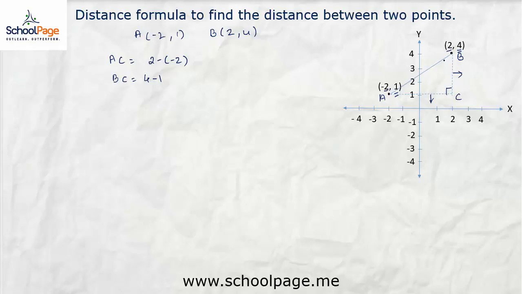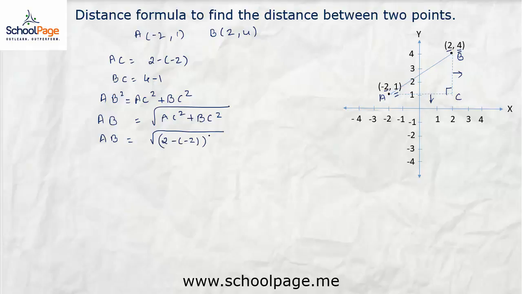We can see that ACB is a right angle triangle and AB is the hypotenuse. So we can use Pythagoras theorem and find AB. So AB square equals AC square plus BC square. AB equals square root of AC square plus BC square. AB equals square root of AC, which we have already found as 2 minus of -2, the whole square, plus BC, which we already know as 4 minus 1. So we write 4 minus 1 the whole square.